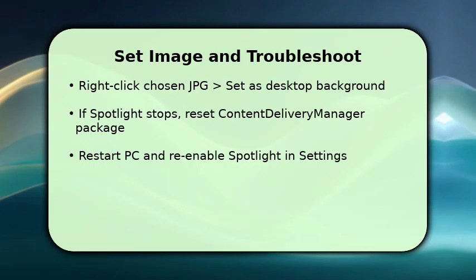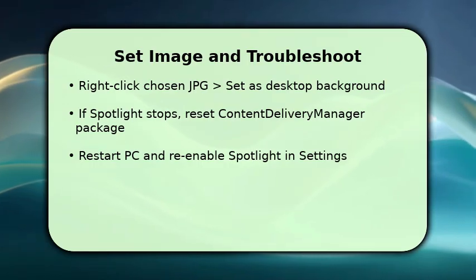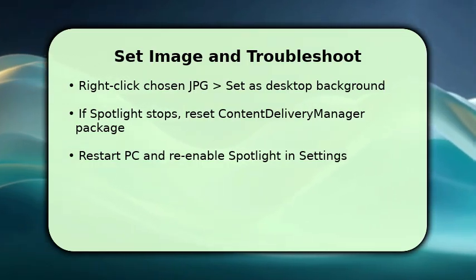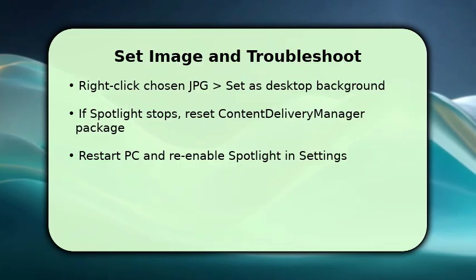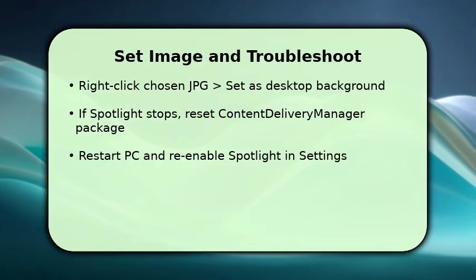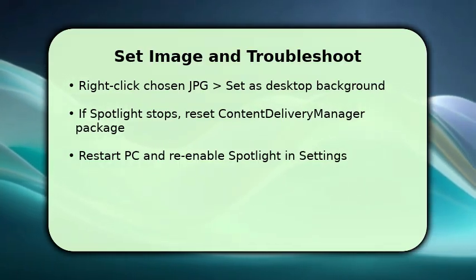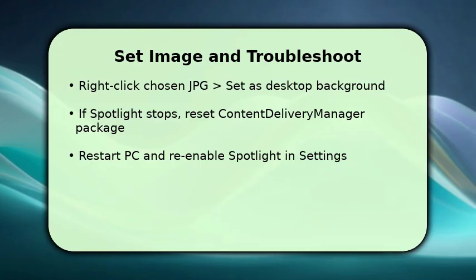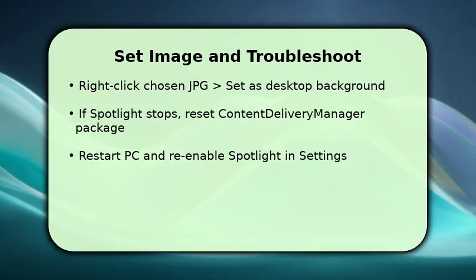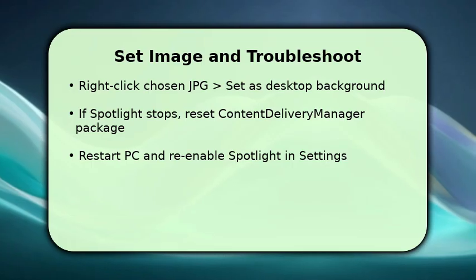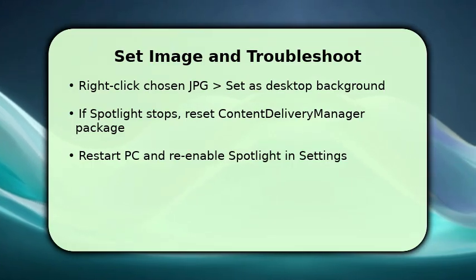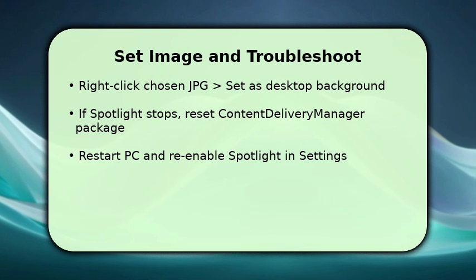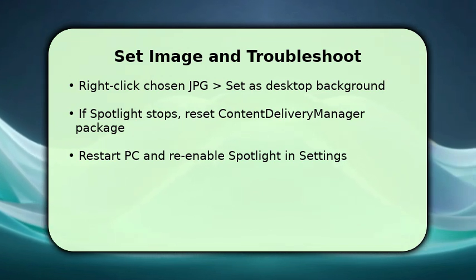If Spotlight stops updating or images disappear, reset the Content Delivery Manager package via PowerShell or delete the local assets to force redownload. Restart the PC and re-enable Windows Spotlight in Settings. Then sign back into your Microsoft account to restore sync. One key troubleshooting tip: always test after a restart to confirm changes took effect.